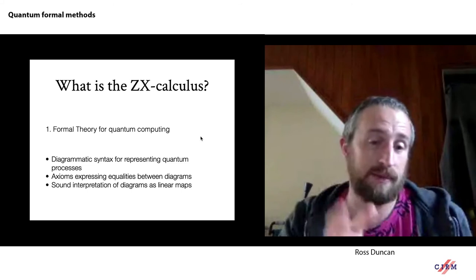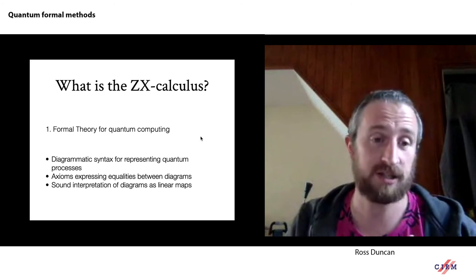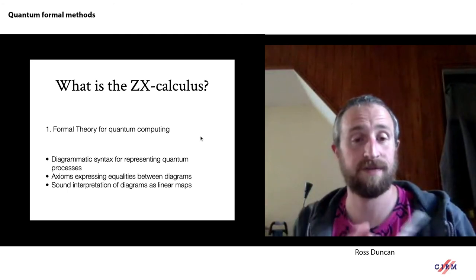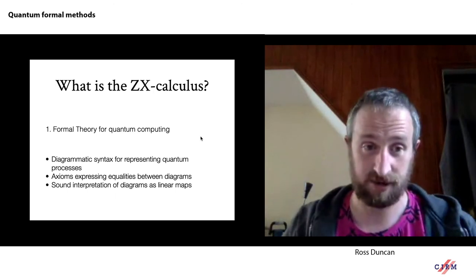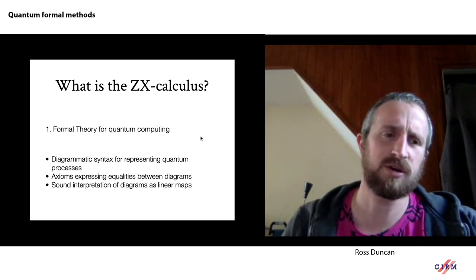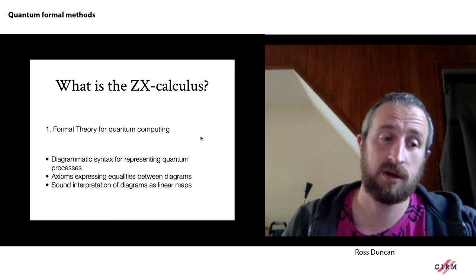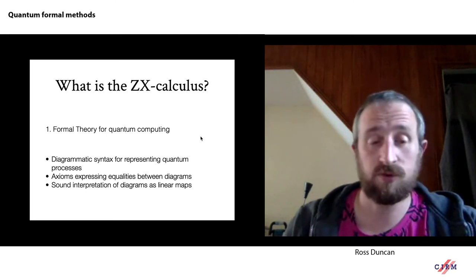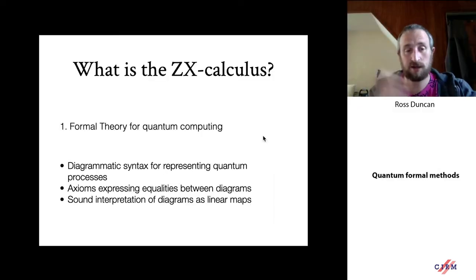So every diagram corresponds to something in the usual presentation of quantum theory. And of course, the interpretation is sound, meaning that if I have an equation between two diagrams, then they represent the same linear map in Hilbert spaces. In fact, this slide is not telling the whole story because the interpretation is also complete, meaning that if two diagrams have the same linear map as their interpretation, then there is actually a proof in the ZX calculus that they're equal. But more about that later.